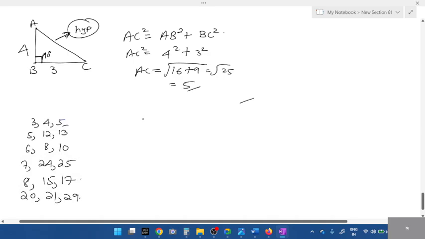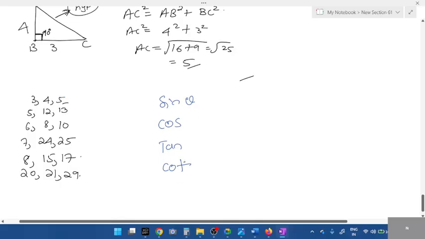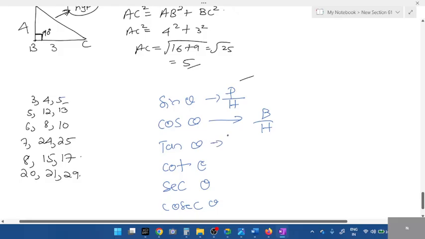Now, how many trigonometry ratios do we have? 6. Tell me in order, students. Sine theta, cos, tan, cot, sec, cosec. Theta is just an angle, an acute angle. What's the formula for sine? Very good. Cos is base by hypotenuse. Tan is perpendicular by base.